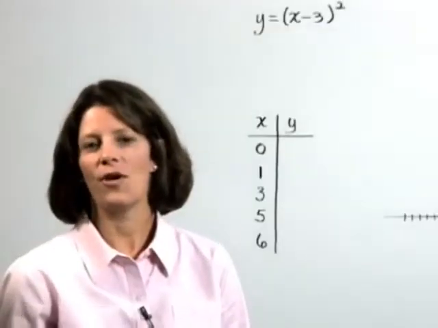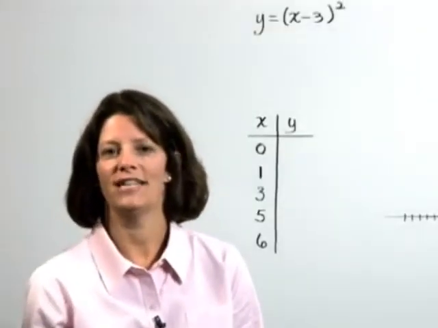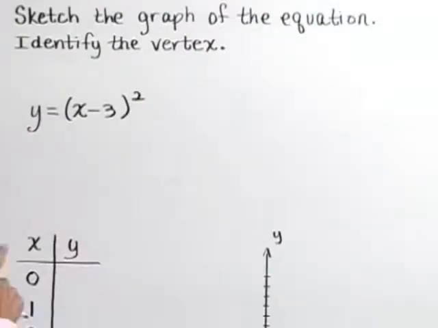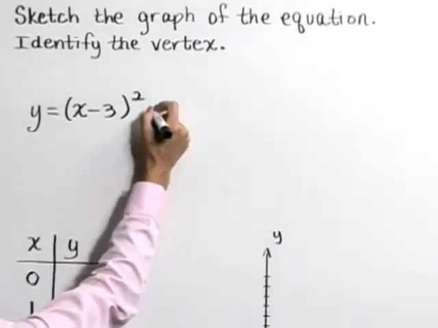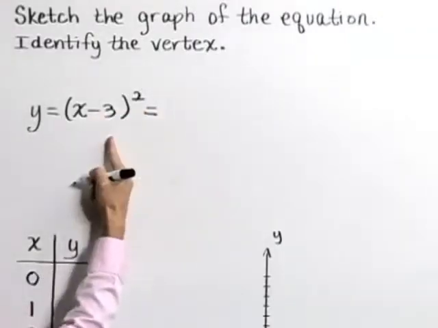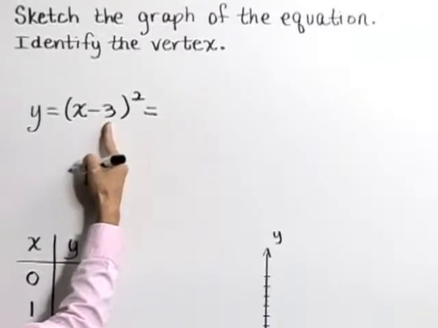Sketch the graph of the equation. Identify the vertex. Here we have the equation y is equal to the quantity x minus 3 squared. I'm going to start by looking at this in an equivalent form by squaring that binomial.